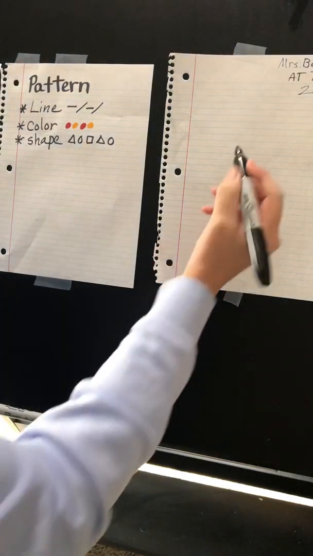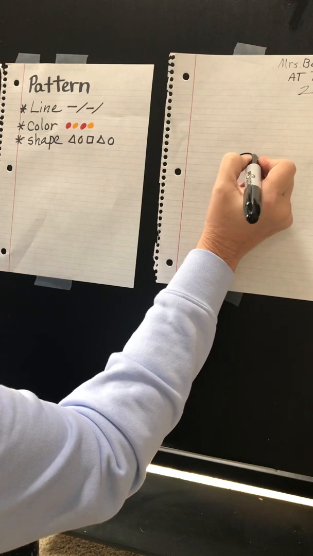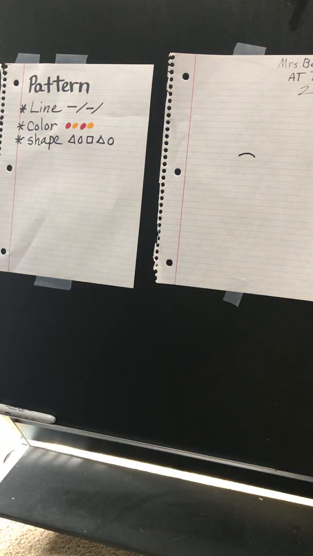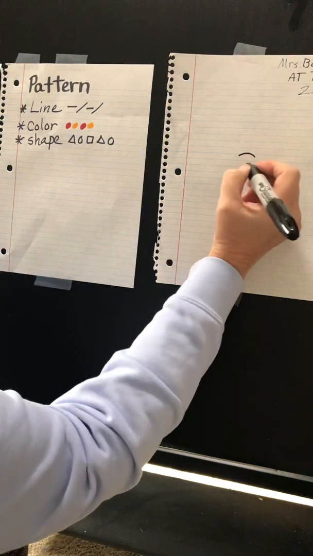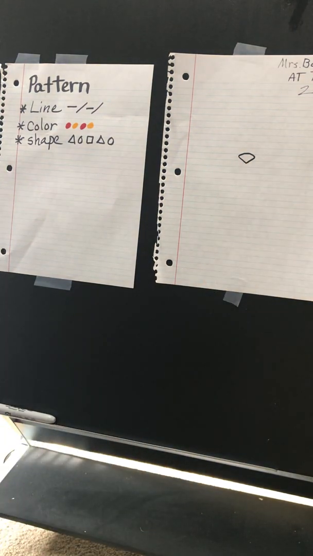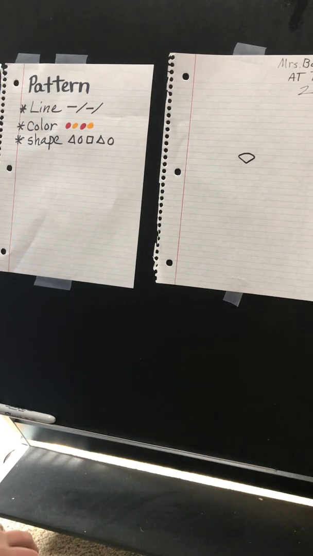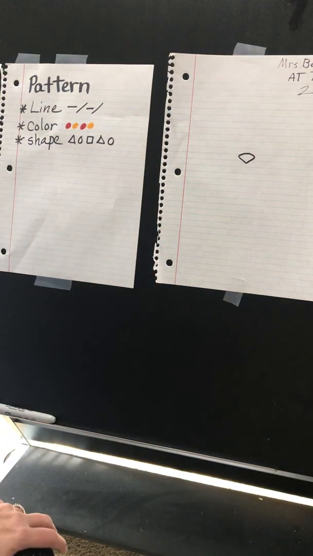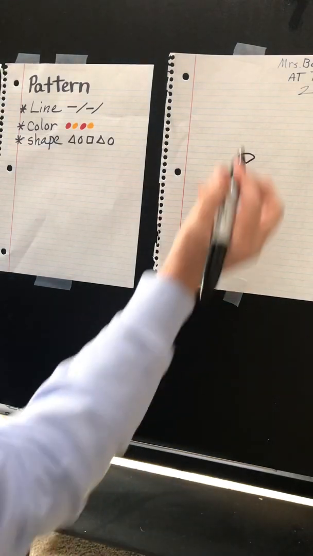I want you to go to the middle of your paper, and I want you to make just a little bit of a rainbow line. Then I want you to come down to a V and back up. That is going to be the beak of our little penguin. Remember, if I go too fast, pause the video.